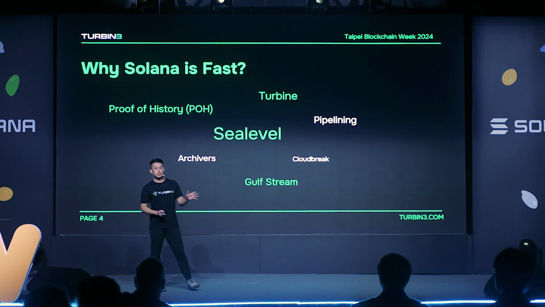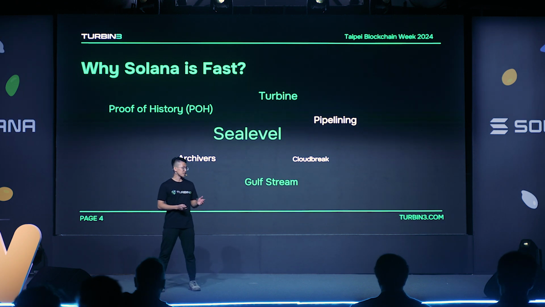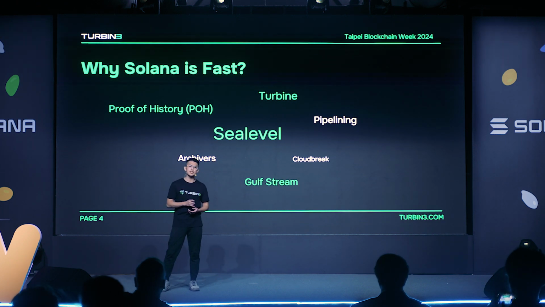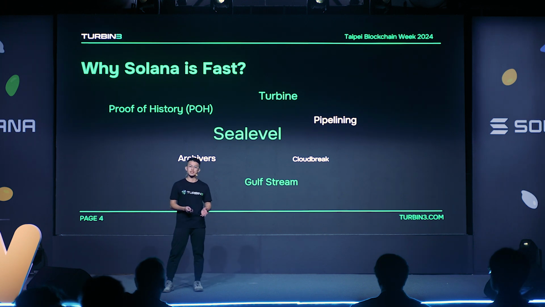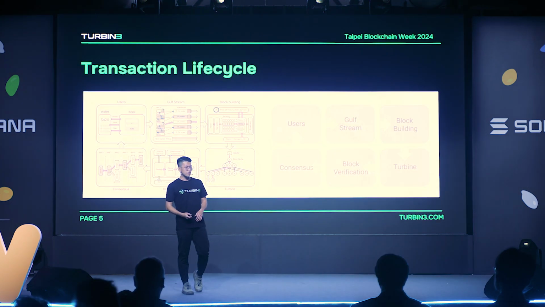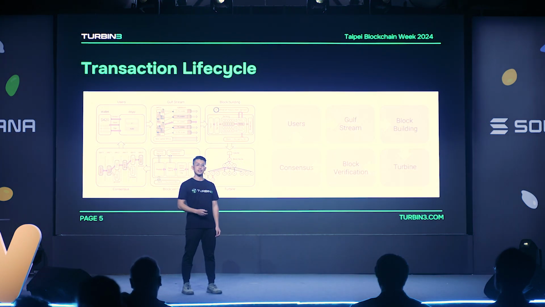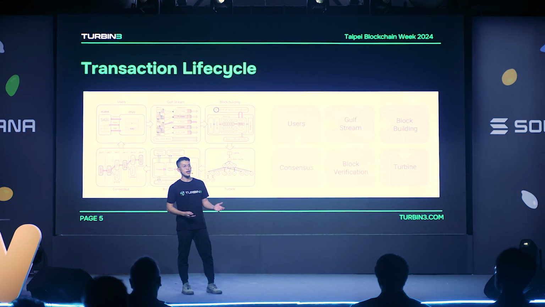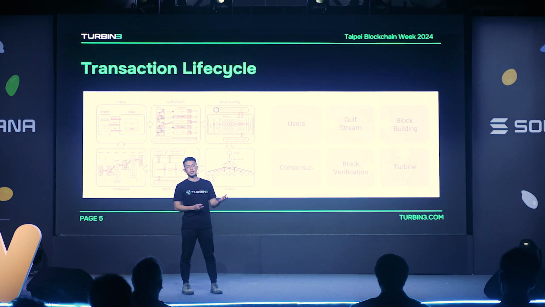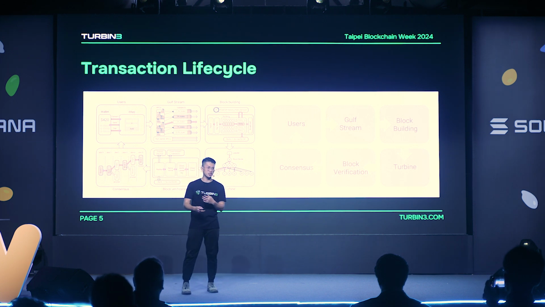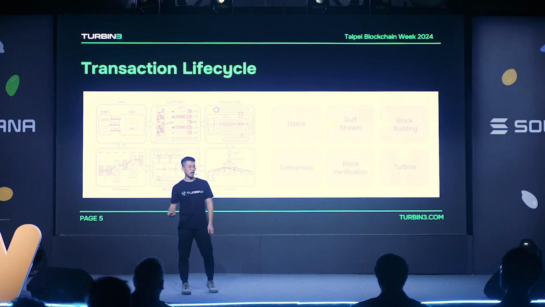Okay, if you Google Solana, you will find words like proof of history, Turbine, Sealevel. But what do these words really mean? It's quite complicated, and thankfully, there's a straightforward way to understand it. We can follow the transaction lifecycle to see how your transaction happens after it's sent out, and what happens behind the scenes before it's included on the blockchain.